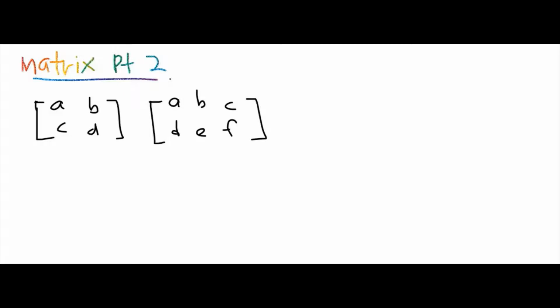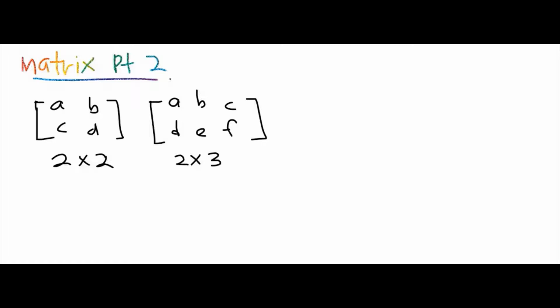If you still remember from the first part of matrix, the size of the matrix is determined by how many rows and how many columns the matrix has. So for the first matrix on the left side, the size will be 2 by 2 because it contains 2 rows and 2 columns. Whereas the matrix on the right side will be 2 by 3 because it contains 2 rows and 3 columns.